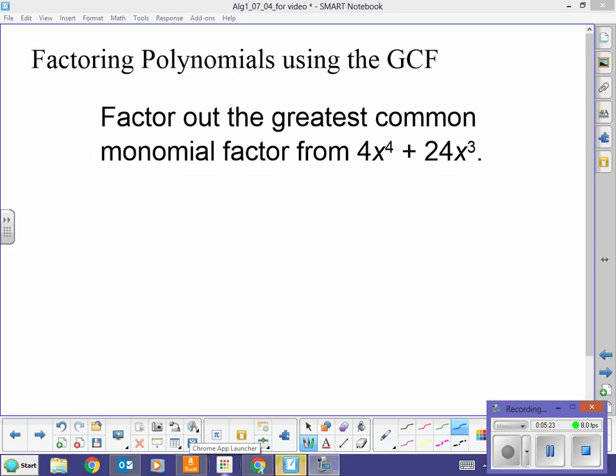Okay. Let's talk about factoring polynomials now. And this is factoring using the greatest common factor. So we have to think about what we mean by the greatest common factor. Well, the greatest common factor is the greatest thing we can factor out of both of these things together. So let's talk about the 4 and the 24. Well, just think of those as just regular numbers. So the greatest common factor of 4 and 24 would be 4.